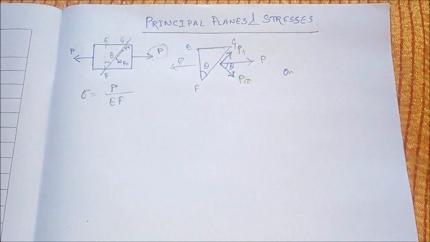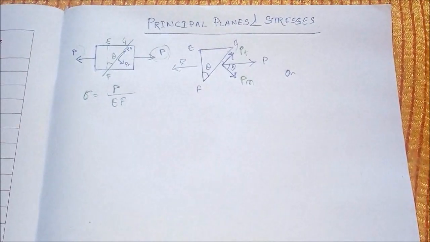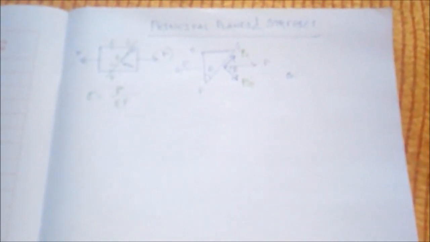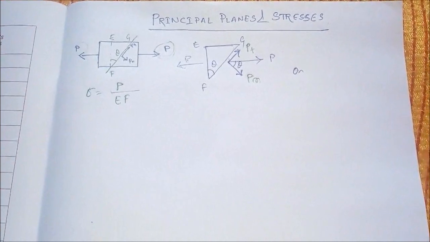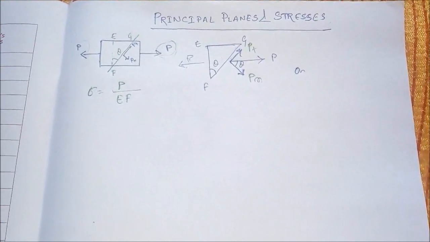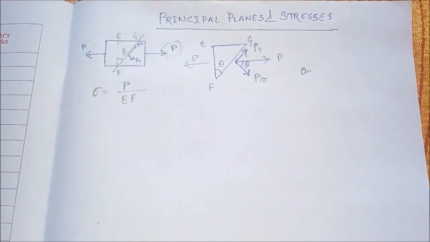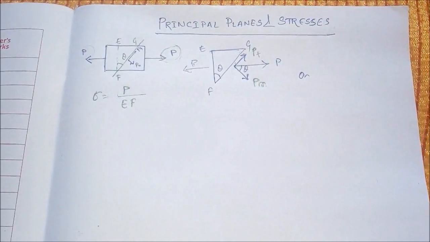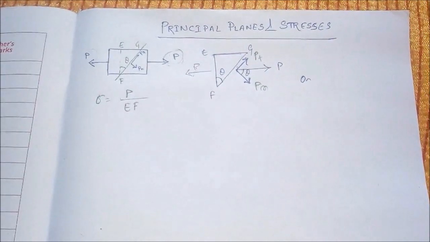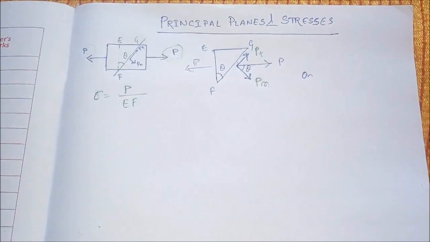So there exists some plane where the shear force value is 0. That means there will be no shear forces, only the normal forces. That type of plane on that body will be called a principal plane, and the stresses acting on that plane will be called the principal stresses.